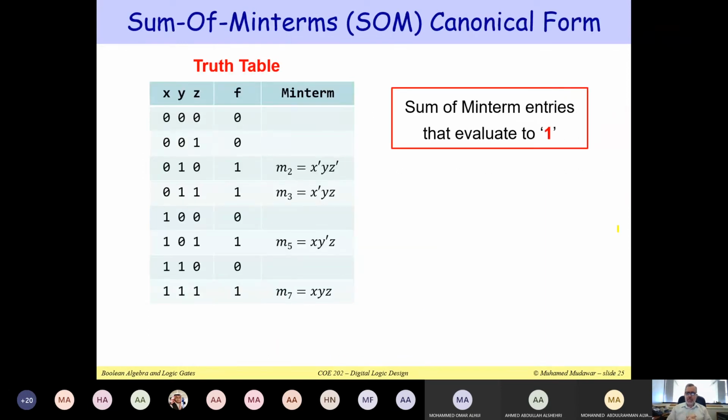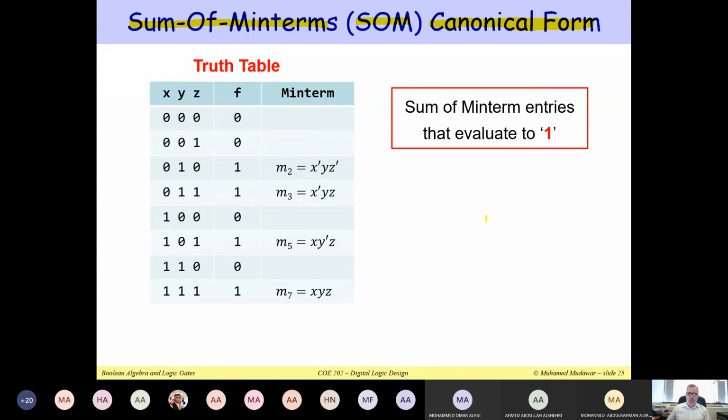So now, let us go back to the function that we have seen in the previous slide. I had a function f, a function of 3 variables. Now, I need an expression for this function. One way to write it is as a sum of minterms. This is known as a canonical form. We have 2 canonical forms: either a sum of minterms, SOM, or a product of max terms, which is explained in the next slide.